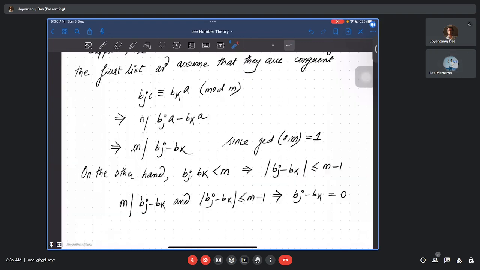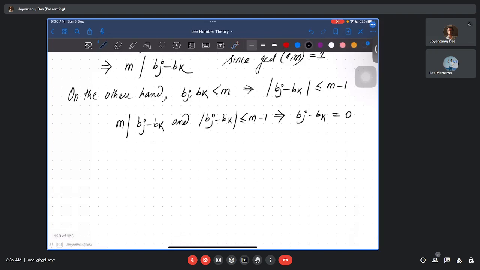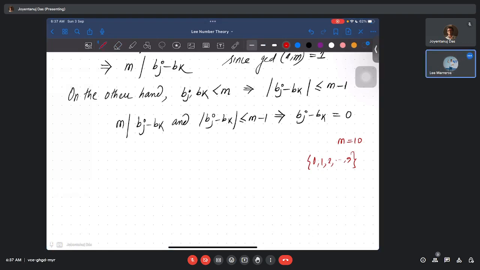So let us see an example. Suppose M is 10, and suppose 10 divides some number that is less than 10. Then the set is 0, 1, 2 up to 9. If M divides a number within this set, the only number that can be divided is 0. 10 can only divide 0. Other numbers are smaller than 10, so it is not possible. Any number can divide 0.